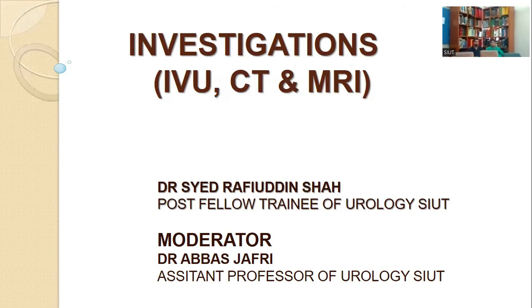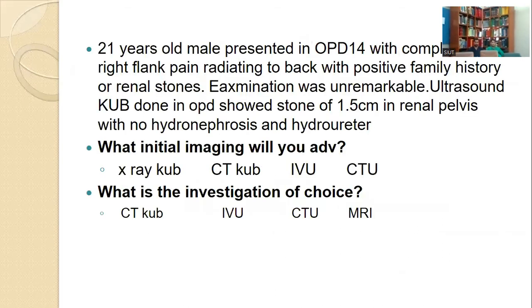Today's topic presentation is radiological investigations: IVU, CT, and MRI. So let's start with a case. A 21-year-old male presented in OPD 14 with complaints of right flank pain radiating to the back, with a positive family history of renal stones. Examination was unremarkable. Ultrasound KUB done in OPD showed a stone of 1.5 centimeters at the renal pelvis with no hydronephrosis or hydroureter.